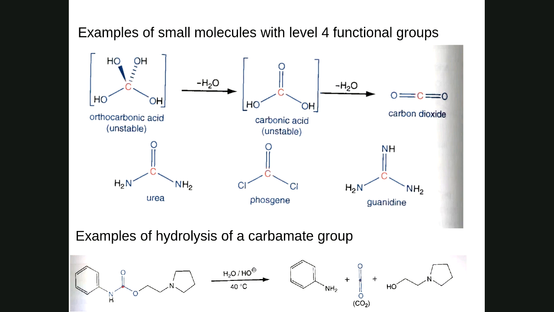At the bottom, you can see the type of reactions that these level 4 functional groups have. And if we focus again on the carbon of interest, the one highlighted with the red dot, here is how you can hydrolyze a carbamate group, and you end up producing an amine, a molecule of CO2 and an alcohol. So you can break your molecule roughly down the middle, through the functional group, between the 2 bonds that join that functional group to both sections of the molecule, and liberate the molecule of CO2.